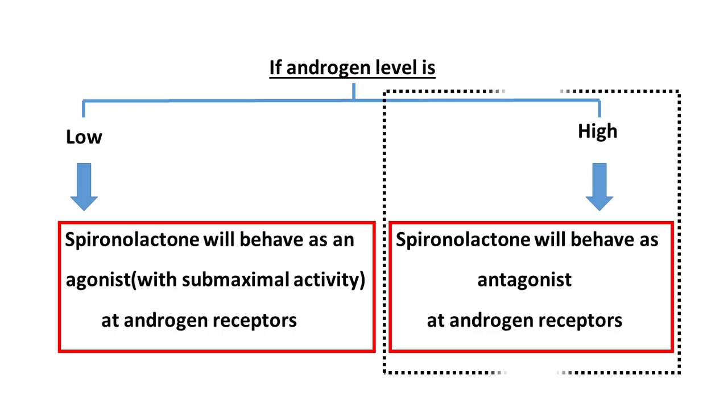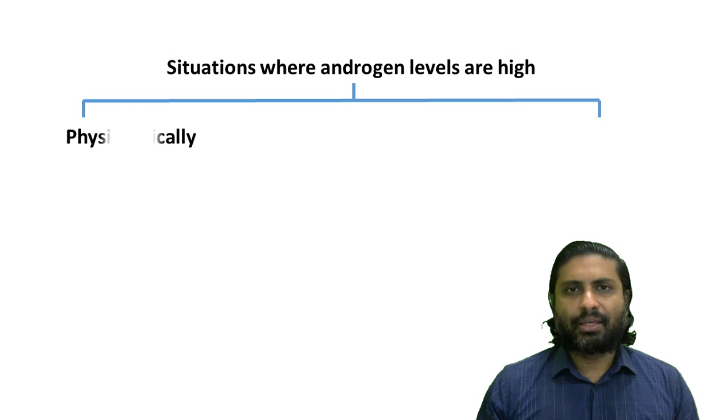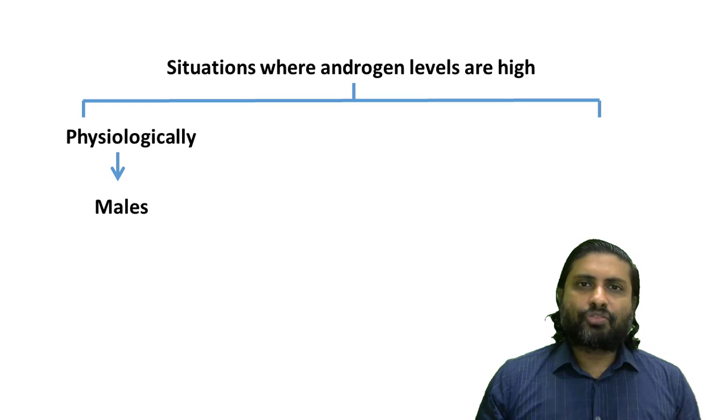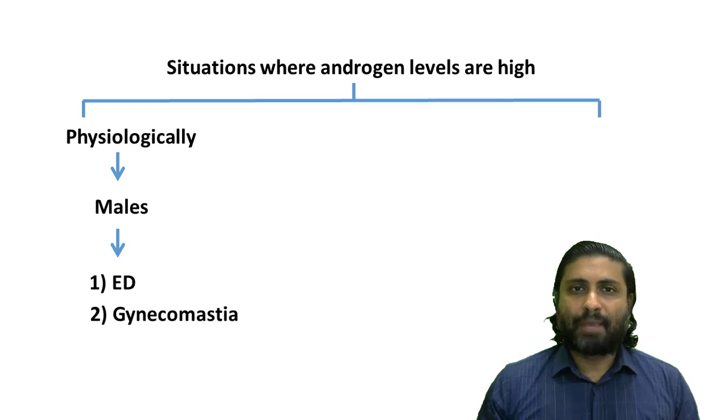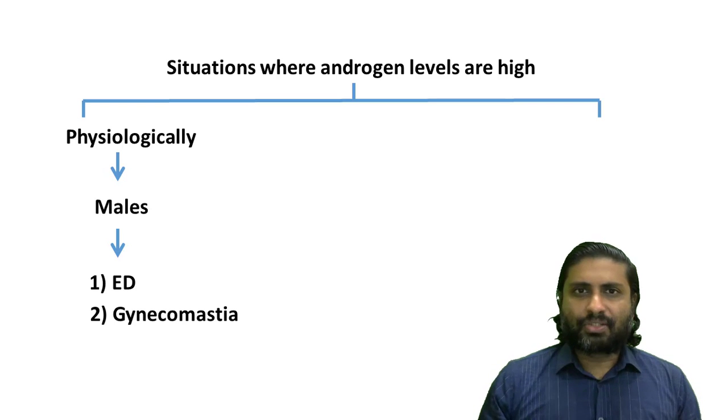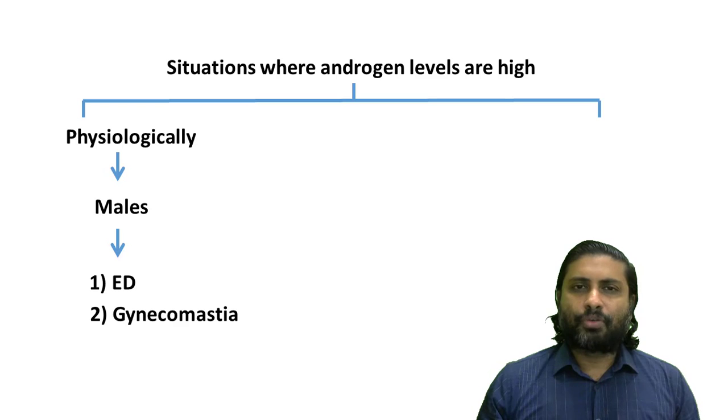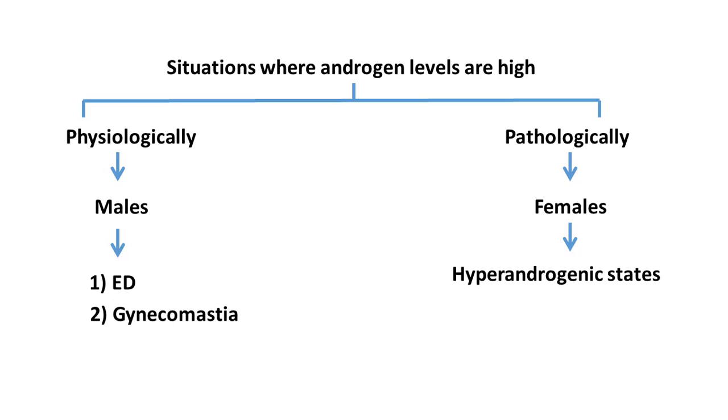Now, which are the conditions where androgen levels are high? Well, physiologically, androgen levels are high in patients who are males. Administration of spironolactone to males can lead to conditions like erectile dysfunction and gynecomastia. Now, in females, there are some females who unfortunately develop hyperandrogenic situations. Spironolactone may be beneficial in some of those hyperandrogenic conditions, but not all.